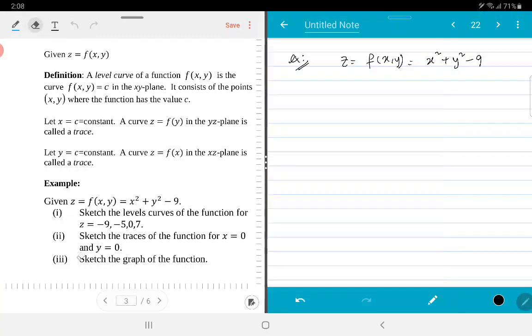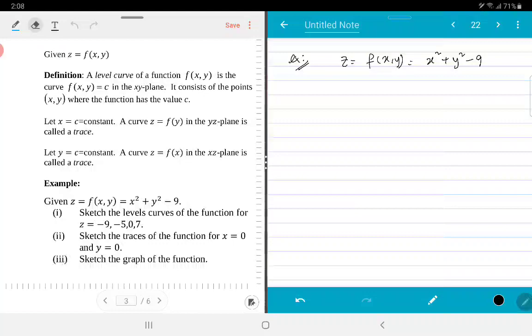The second part of the question is we need to find the traces of the function. We have two different values here. One trace is for x equals 0, another is when y is 0. So remember, a trace is when you let x be a constant or when you let y be a constant. And the third part is we need to sketch the graph of the function, meaning that we need to sketch the surface in x, y, z space.